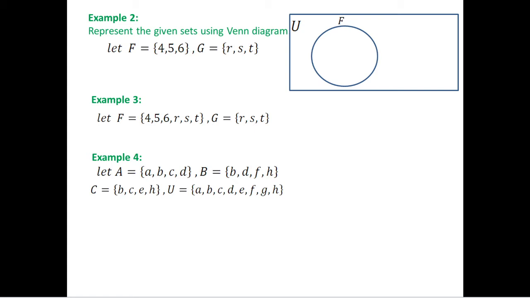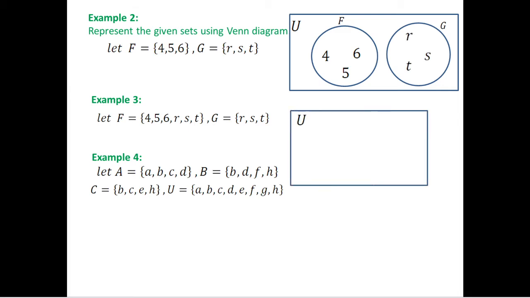But as you can see here, F and G are disjoint sets. They have no common element, or no common members. So we don't have their overlapping part, or we don't have their intersection. So this is how you illustrate two sets which are disjoint, or no intersection. And then we put their elements inside their circles. So for circle F, or set F, we put 4, 5, and 6. And for circle G, or set G, we put R, S, and T.